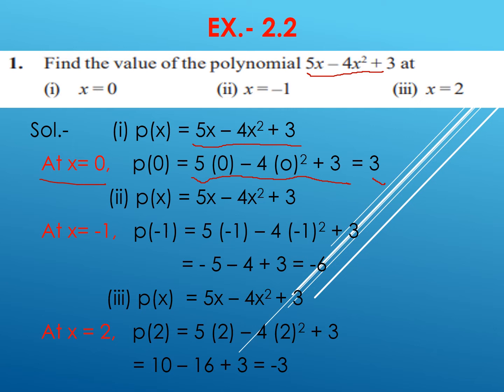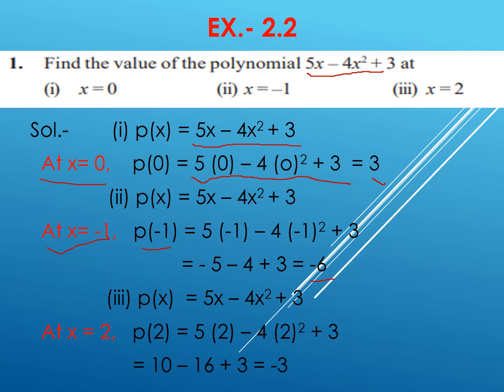Same way, in the second part, we have to find the value of the polynomial at x is equal to minus 1. So we will put x is equal to minus 1 in the given polynomial. We will get p(minus 1) is equal to 5 times minus 1 minus 4 times (minus 1) whole squared plus 3. After solving, we get minus 6. That means the value of the polynomial at x is equal to minus 1 is minus 6.